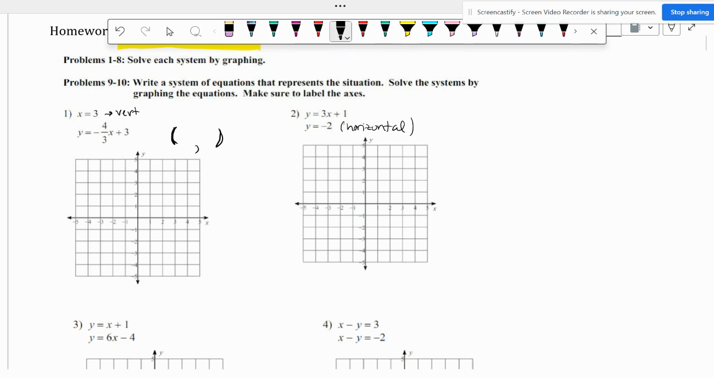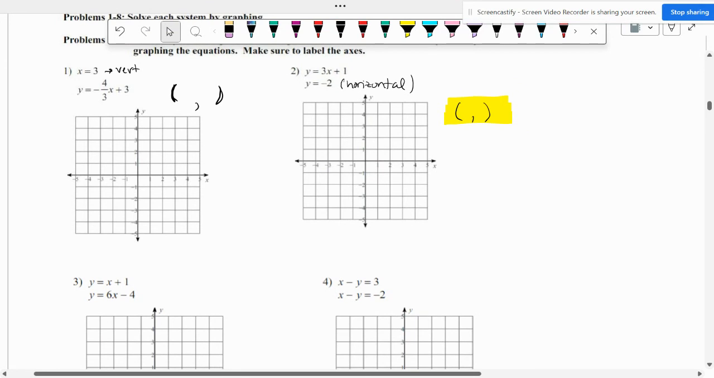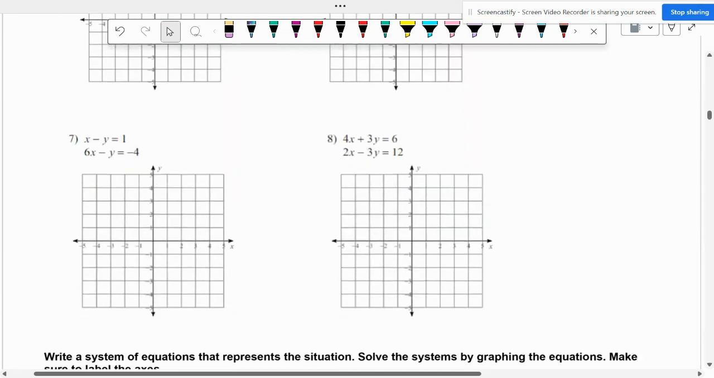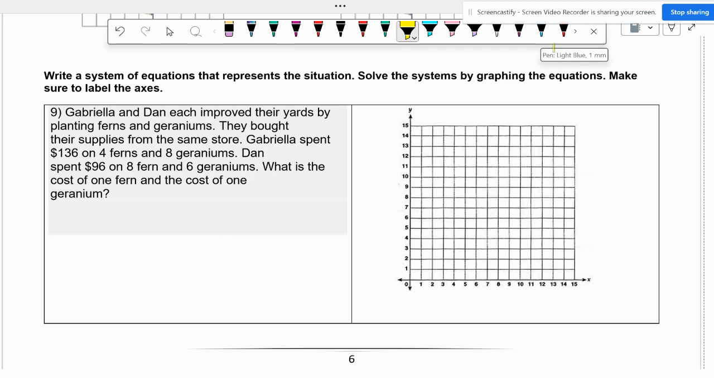Remember that every one of these systems is going to have a solution that is an ordered pair, an x and a y value. So numbers 1 through 8, you're going to solve by graphing. You can either solve them for y, write them as y equals mx plus b, or you can use the cover-up method. For questions 9 and 10, you're going to have to write an equation, and then you're going to have to graph it. For questions 9 and 10, I went ahead and put a graph here for you, but you can graph it in Desmos first to help you.